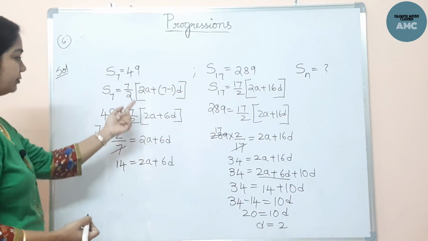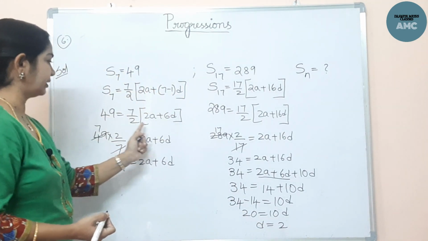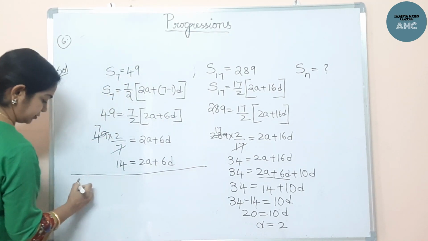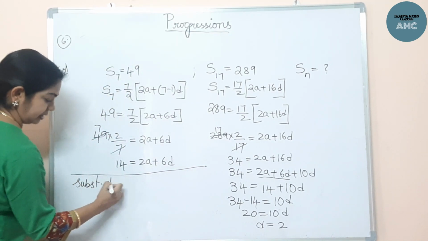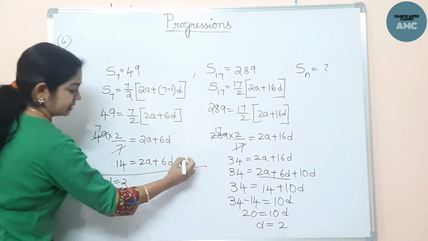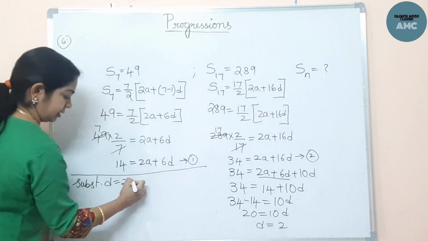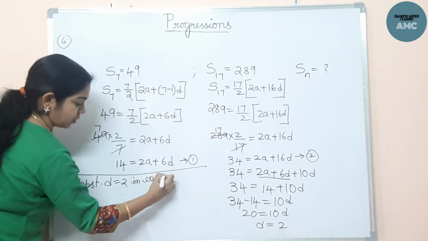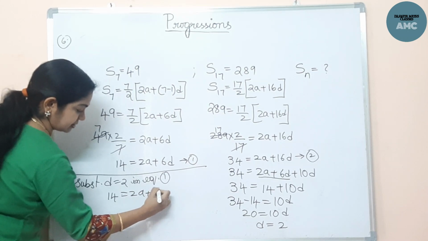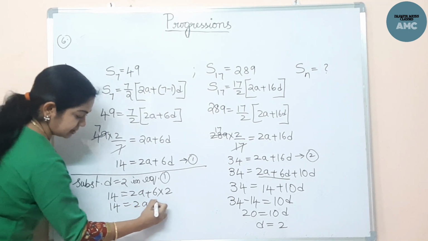So we got the d value, and if you substitute this d value in any equation, you will get the a value. Let's do that. Substitute d equal to 2 in any equation. Let's suppose this is equation 1 and this is equation 2. In equation 1, 14 equal to 2a plus 6 into d, which is 2. So this comes to 14 equal to 2a plus 12.